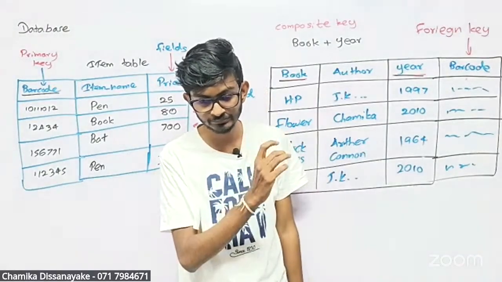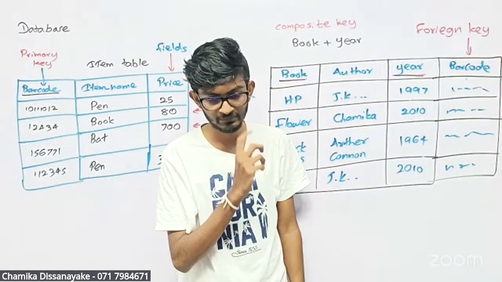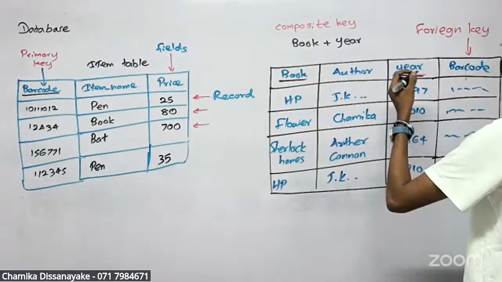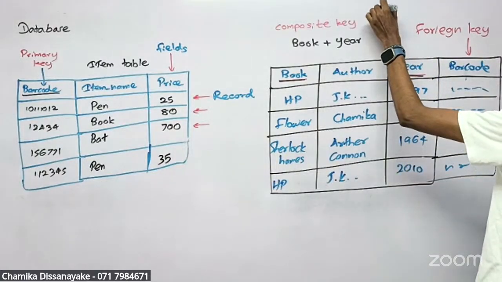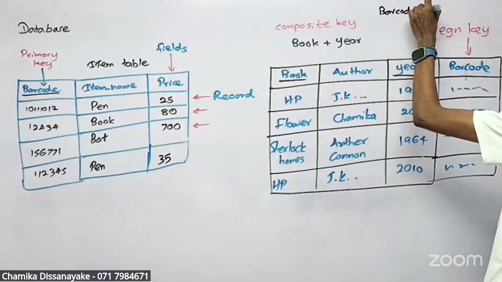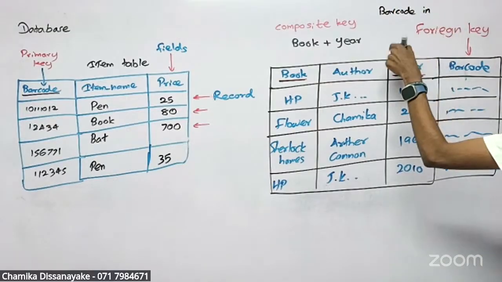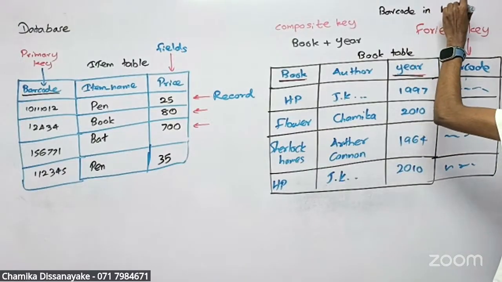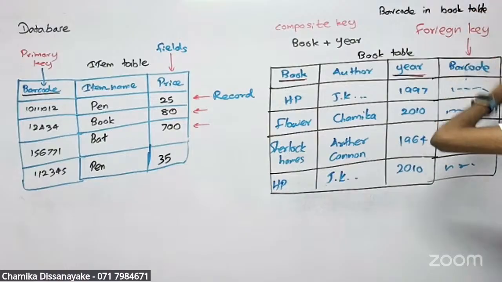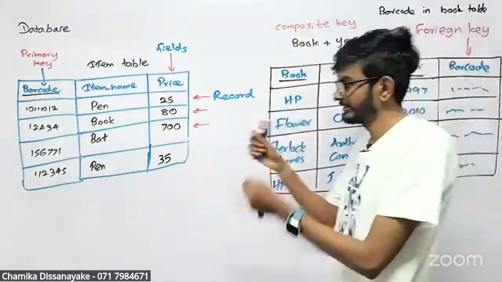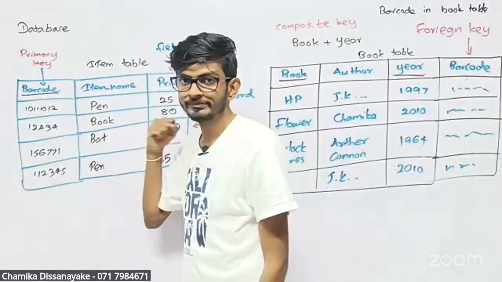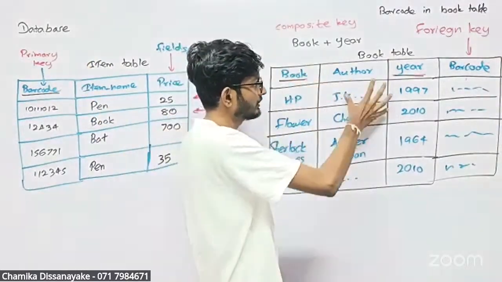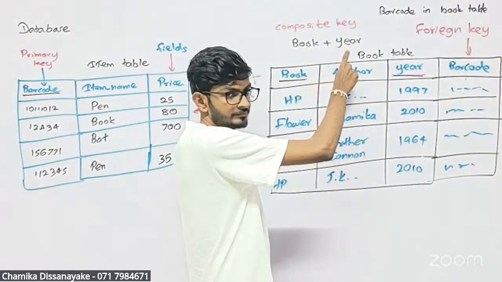Is it okay? Foreign key? Yes. So how can we write the foreign key? We can write the foreign key as barcode in this book table. This is the book table. If we have a question, what is the primary key in this item table? We have to write barcode. The primary key in this item table is barcode. What is the primary key in this book table? It is book plus year.